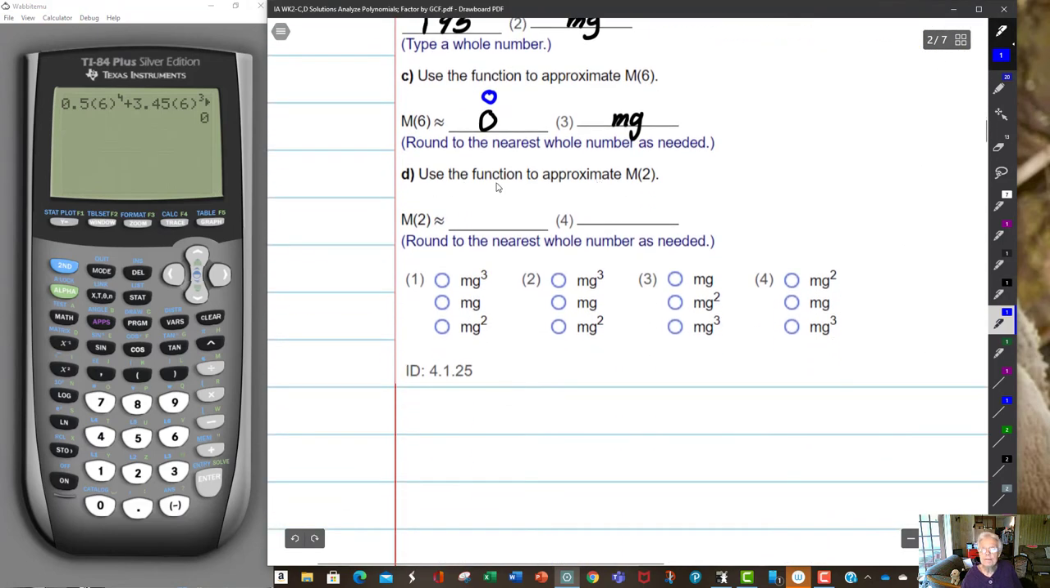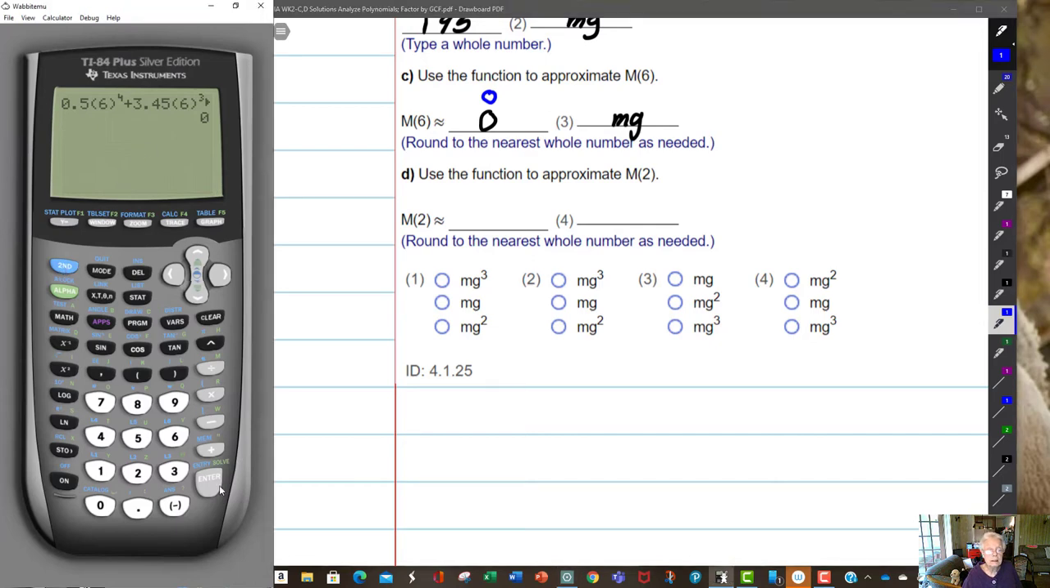Now, we're supposed to use the function to approximate m of 2. Now, I know how easy it is to miss one of these. So what I'm going to do is go second, enter. All right, and now I'm going to go back. And I'm going to put a 2 in where the 6s were, because it says to evaluate the polynomial for 2. Okay, so I come forward, I overwrite the 6 with a 2.